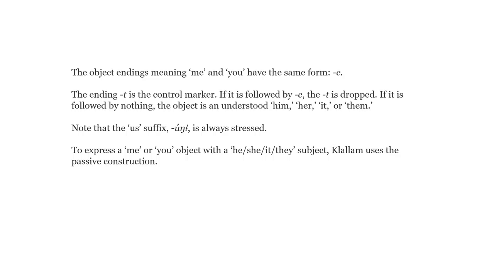The us suffix is always stressed. Notice that there is no example given for "he, she, it, they help me," or "he, she, it, they help you." A special construction is needed to express a me or you object with a he, she, it, they subject. Klallam uses the passive construction. The passive is discussed in a later chapter, chapter 31. So here we'll just show the basic pattern.